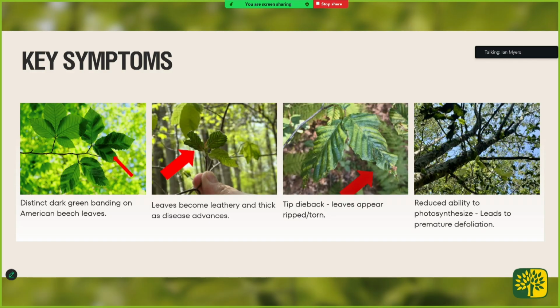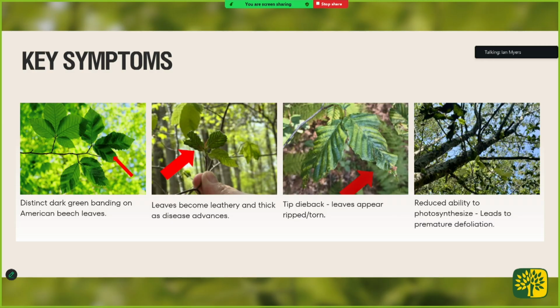And then ultimately, as the disease goes further, we wind up seeing this increased transparency in the tree. So not nearly as many leaves, they're much smaller, they're stunted, and very crispy. This is kind of an end stage limb or tree in this case.